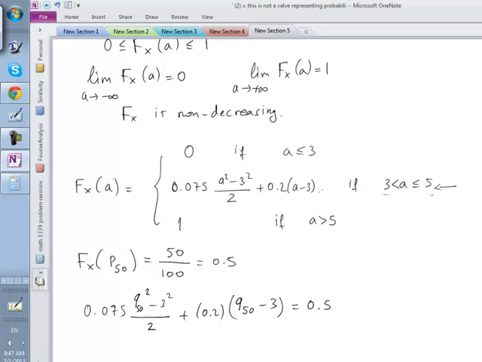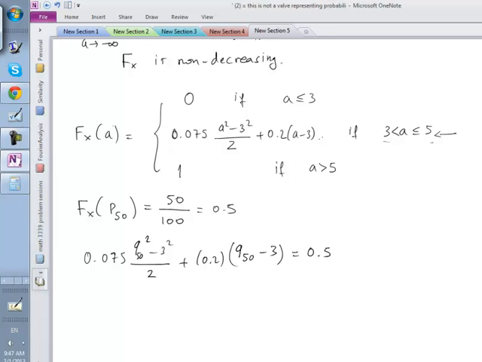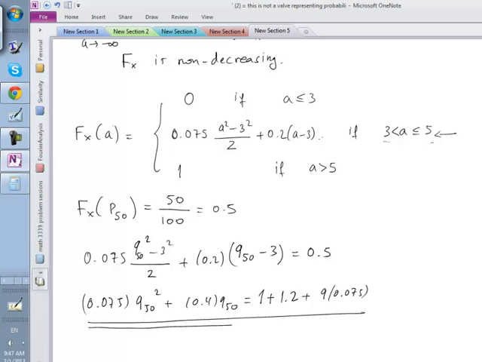This is a quadratic equation. We can straighten it up a little bit. And it's 0.075 times 250 squared plus 0.4 times 250. And then if we do all the other calculations, we'll have 1 plus 1.2, everything goes to the right hand side, plus 9 times 0.075, and that's the quadratic equation we need to solve.